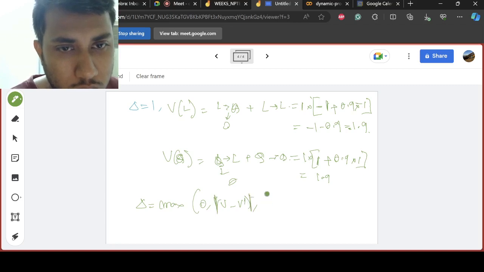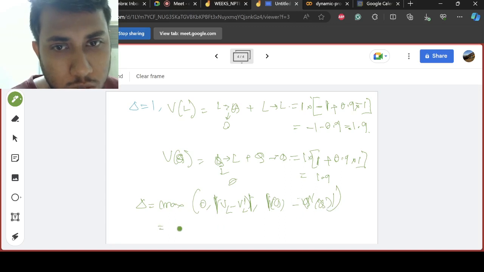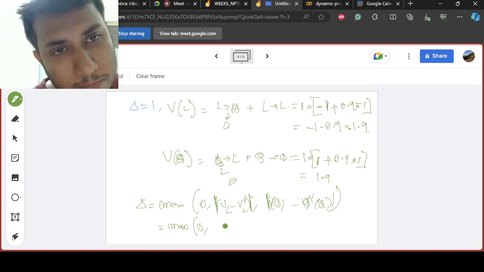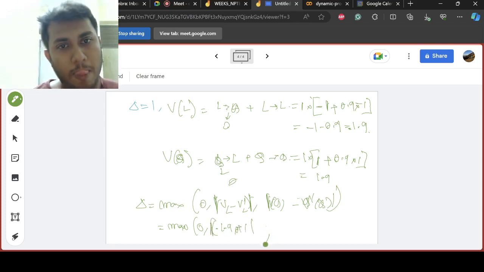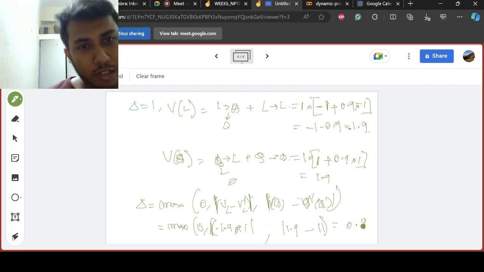So now again we will calculate the delta, which will be the max of 0 and the mod of V minus V dash, these are all mods: mod of V(L) minus V dash(L), and V(Q) minus V dash(Q), right? So it will be max of 0. What was the previous one? The current one is minus 1.9, the previous one was 1, so that is plus 1. This one is mod, and 1.9 minus 1, right? So this one will come out to be 0.9.